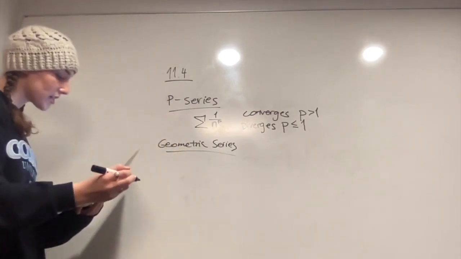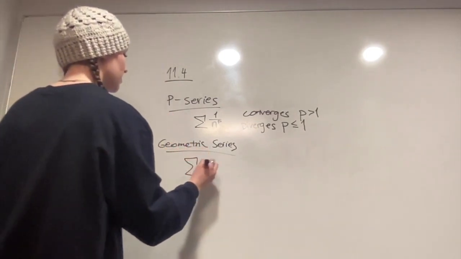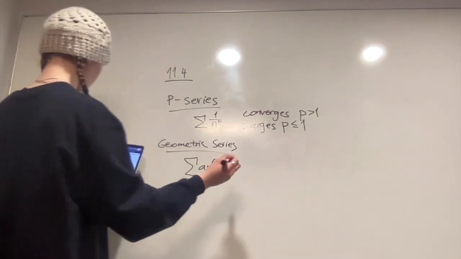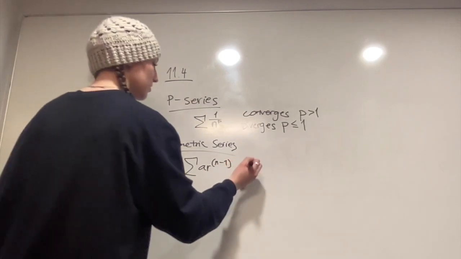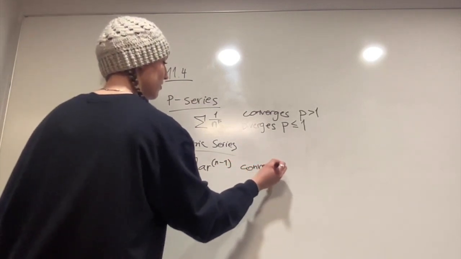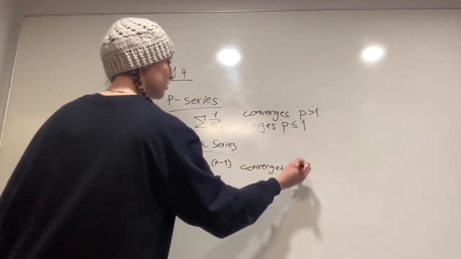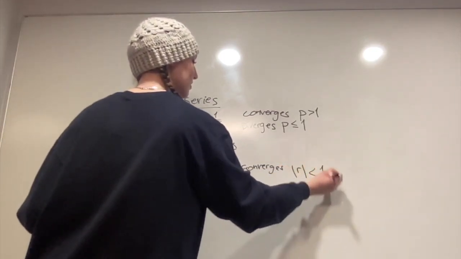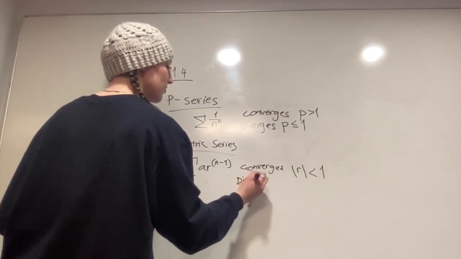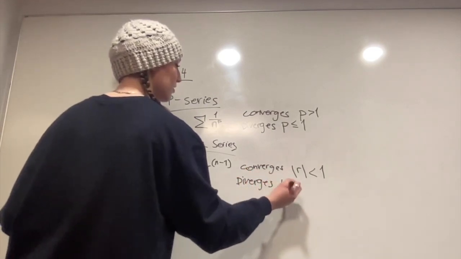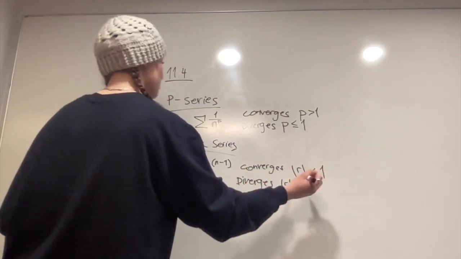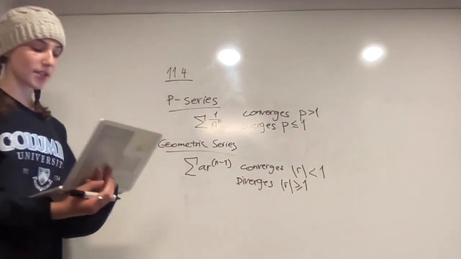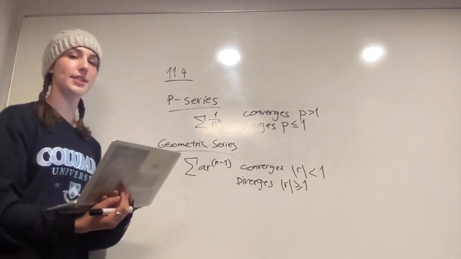Now, for geometric series, they follow the form of the sum of a r to the n minus 1. Now, the series converges if the absolute value of r is less than 1. And the series diverges if the absolute value of r is greater than or equal to 1. With these simple series in mind, we move on to the direct comparison test.